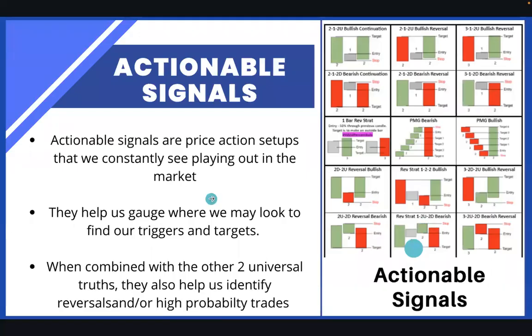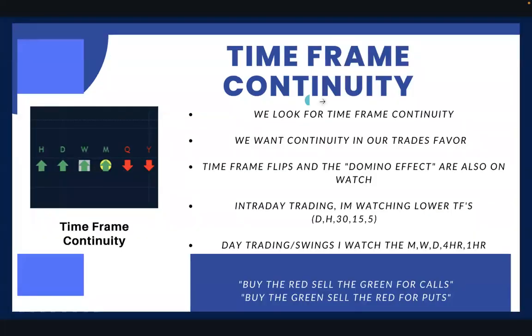Actionable signals. So actionable signals are just price action setups that we constantly see playing out in the market. They help us gauge where we look to find our triggers and targets. When combined with the 2 universal truths, they also help us identify reversals and or high probability trades, right? And that's what I mean by we want to see an actionable signal with full time frame continuity, right?